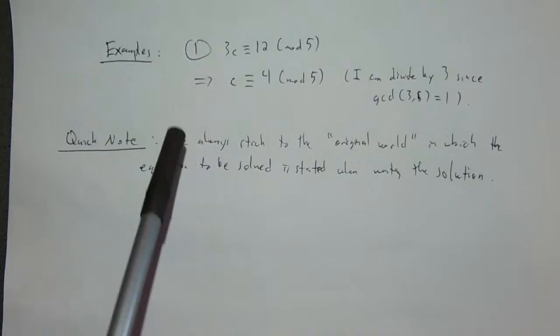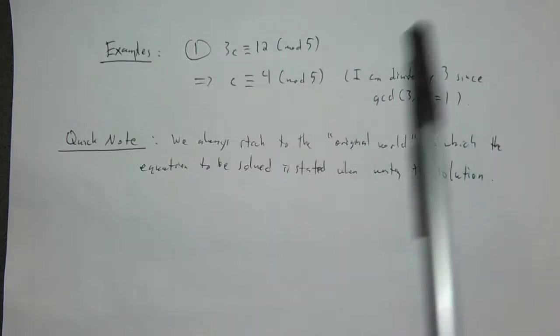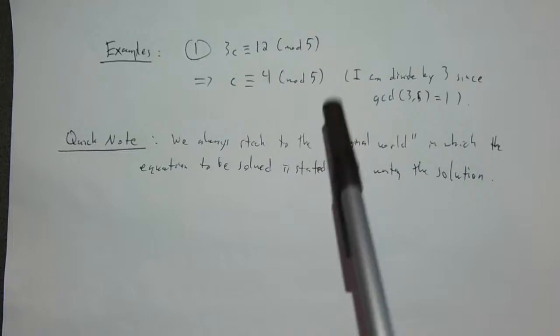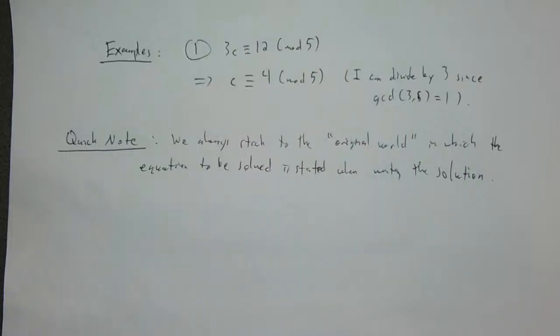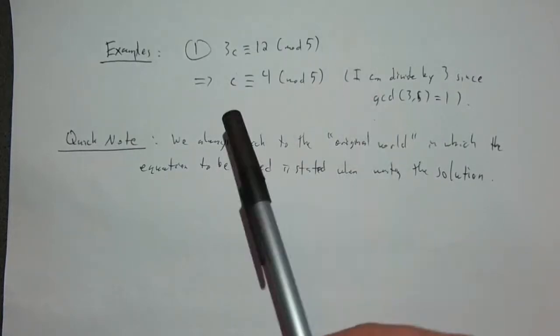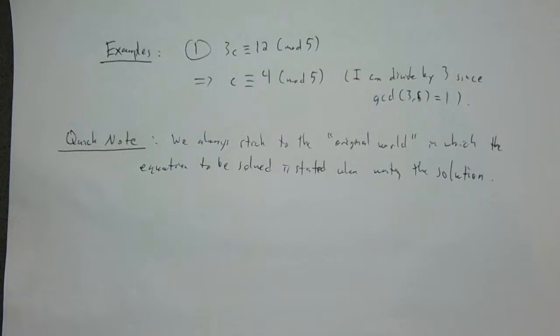So the solution to this congruence is c is congruent to 4 mod 5, so any integer c that is congruent to 4 mod 5 solves this relationship. But how many integers are congruent to 4 mod 5? Well, infinitely many, right? Take 4 and start adding and subtracting multiples of 5 from it, and you get infinitely many integers congruent to 4 mod 5. So the solution yields an infinite string of integers, and we're typically happier to write it like this just because it's a nice, more abbreviated form.